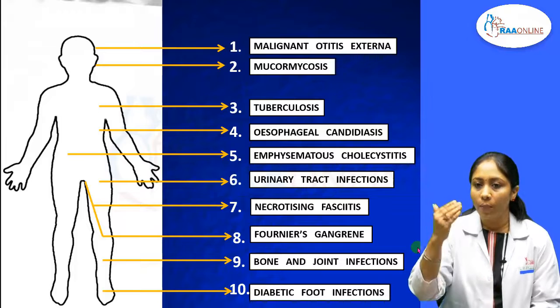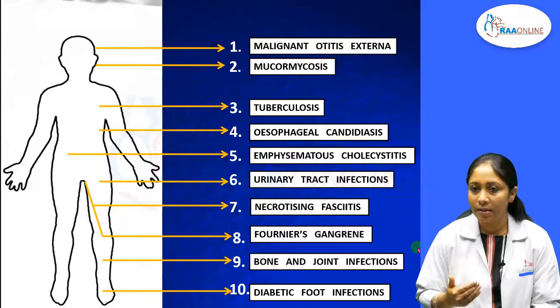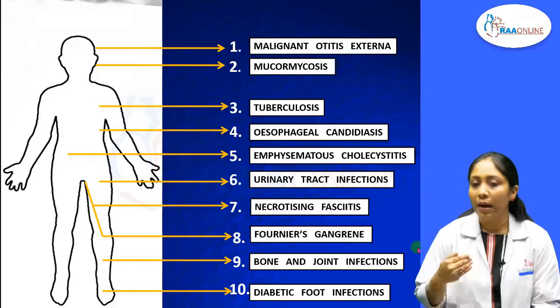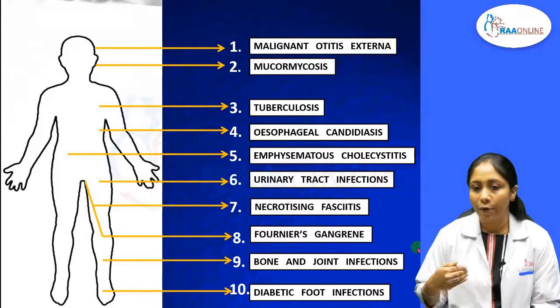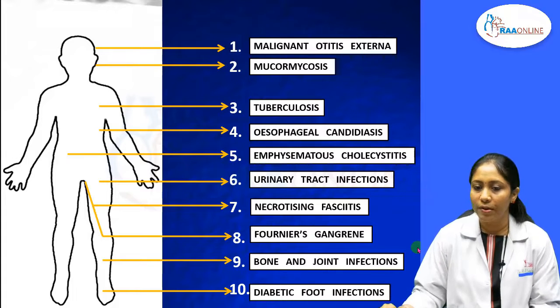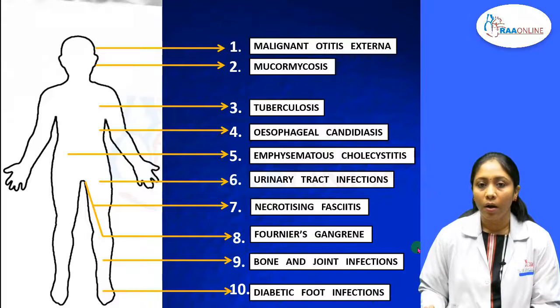So to just give you a bird's eye perspective of the kind of infections that we are going to deal with in this module, we will start with otitis externa, go into mucormycosis, discuss a little bit about TB, candidiasis, emphysematous cholecystitis, UTI, necrotizing fasciitis, Fournier's gangrene, bone and joint infections, and lastly we will touch on diabetic foot infections.